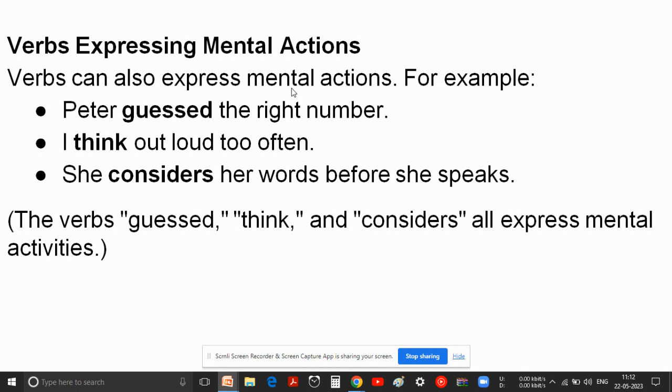I think out loud too often. So here think is the verb that shows mental action. She considers her words before she speaks. So here, considers is a mental action. It's also a verb. The verbs guess, think, and consider all express mental activities.